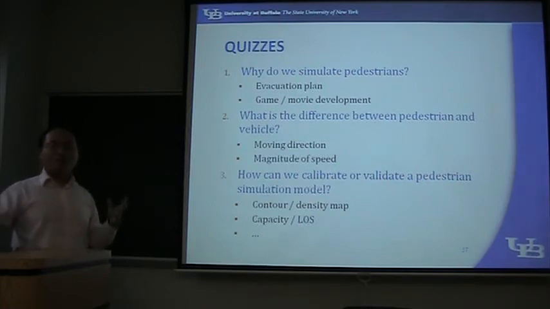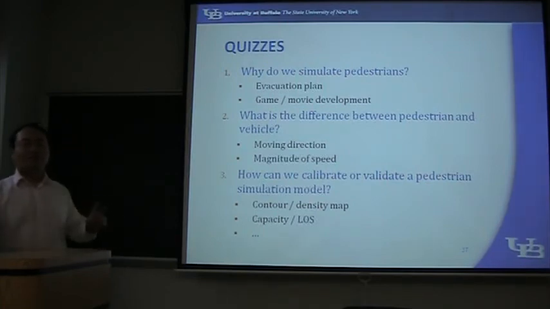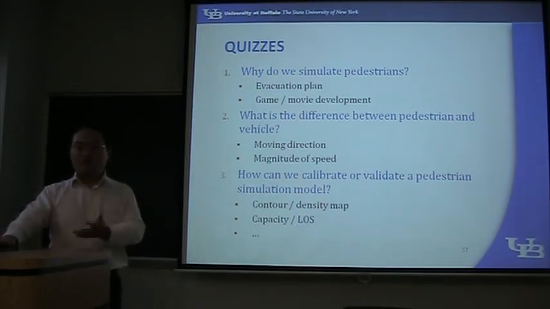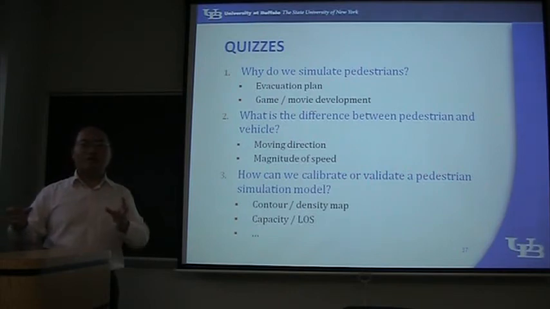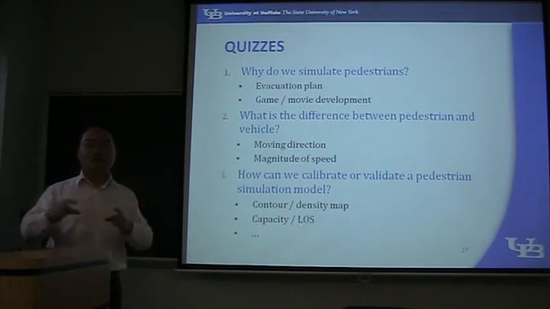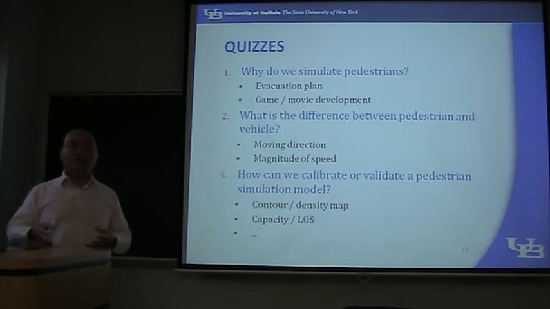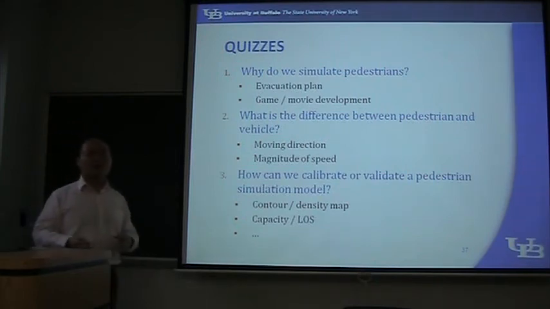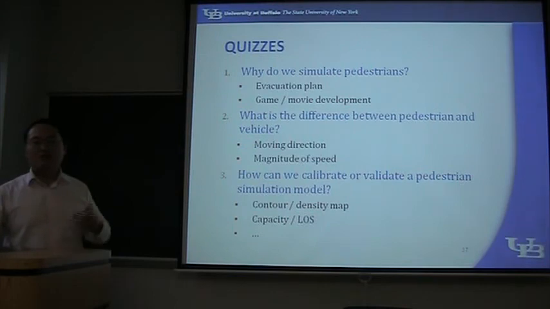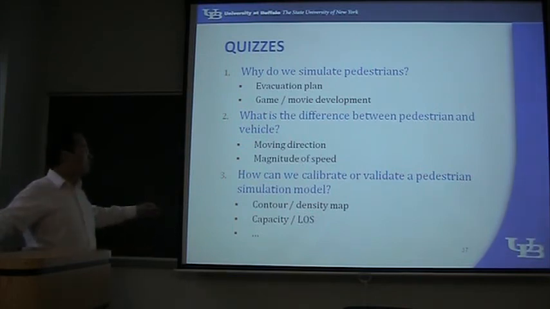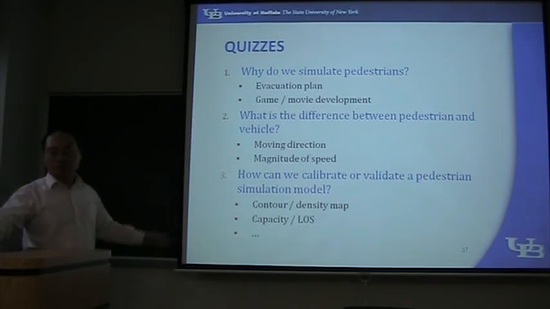Or we can use the capacity of the facility or the level of service of the facility. For the capacity, we just mean how many pedestrians can pass through the facility in a certain amount of time. Level of service can be represented by the density or the average travel time of each pedestrian. So these are good things to calibrate the pedestrian simulation model.